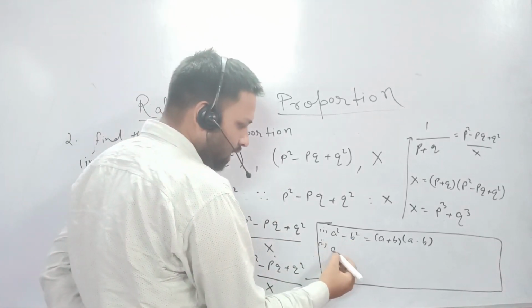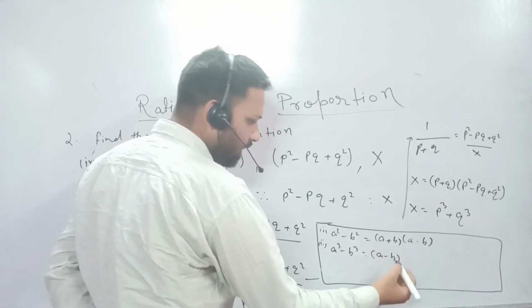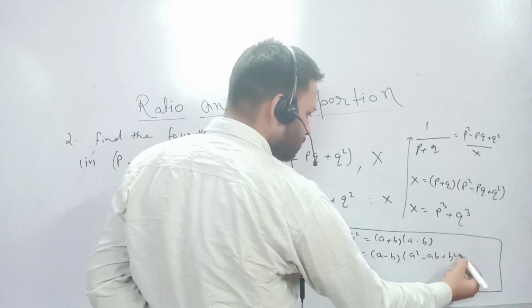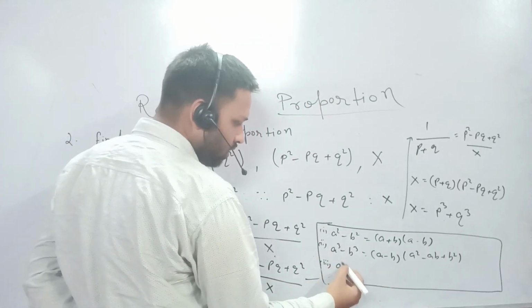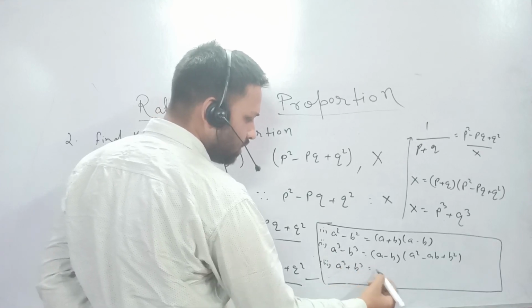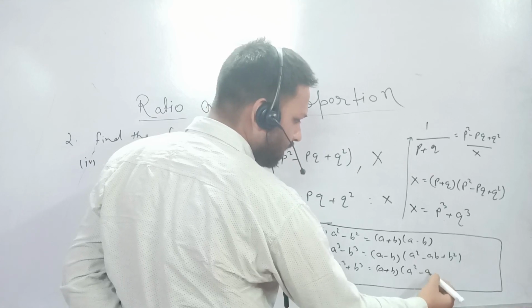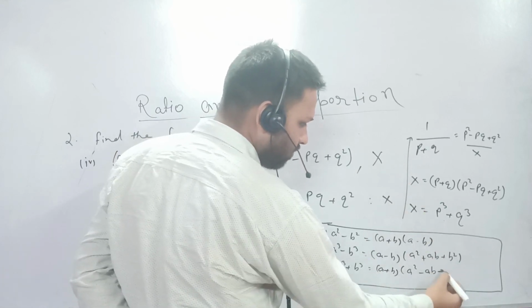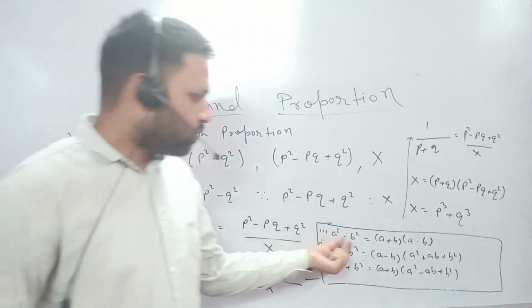And the second formula is a cube minus b cube is equal to a minus b into a square plus ab plus b square. And the third formula is a cube plus b cube is equal to a plus b into a square minus ab plus b square. Okay, first formula is completed.